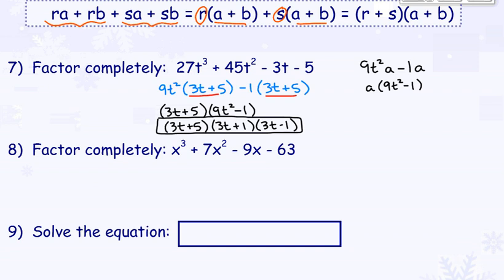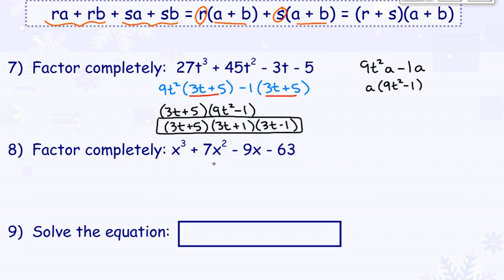Okay, x cubed plus 7x squared minus 9x minus 63. And of course, you can always pause the video if I'm going too fast, and if you need time to catch up and think about it or write. I'm going kind of fast right now because I am running out of time to record this. So please feel free to pause.